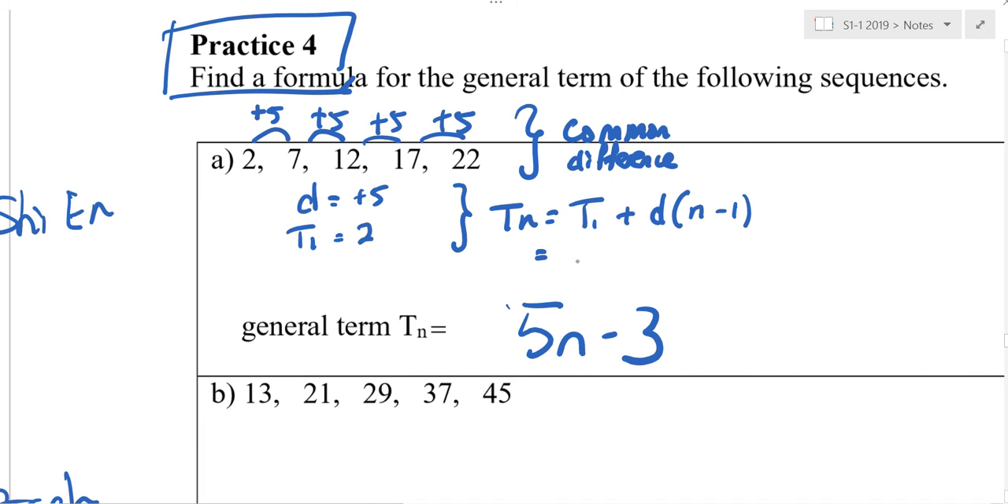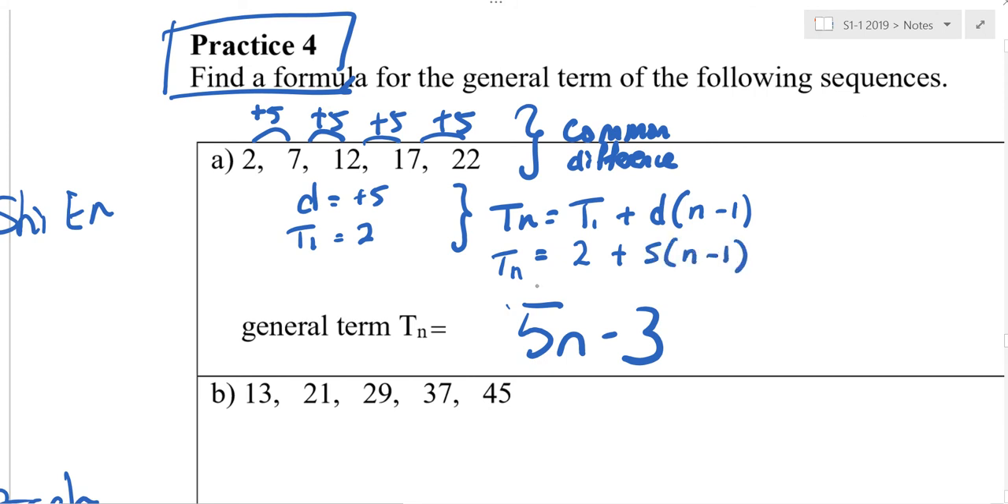Now, Xinjie, can you put in the number for me? What is term 1? 2 plus, what is D? 5 bracket n minus 1. N minus 1 remains n minus 1.